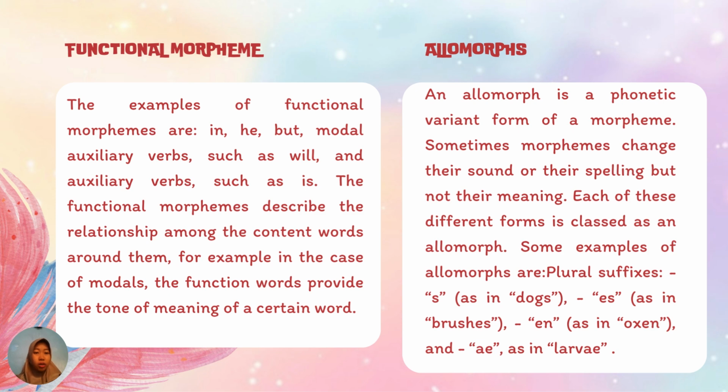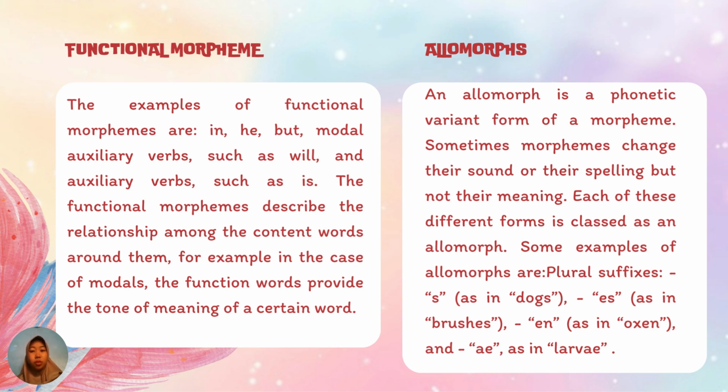Next, functional morpheme. Examples of functional morphemes are in, the, but, modals such as will, and auxiliary verbs such as is. The functional morphemes describe the relationship among the content words around them. For example, in the case of modals, the function words provide the tone of meaning of a certain word.